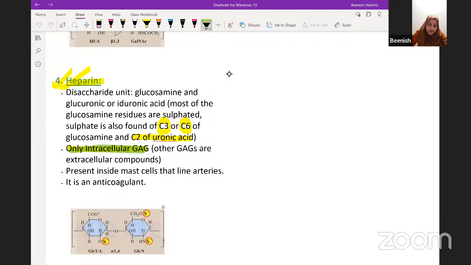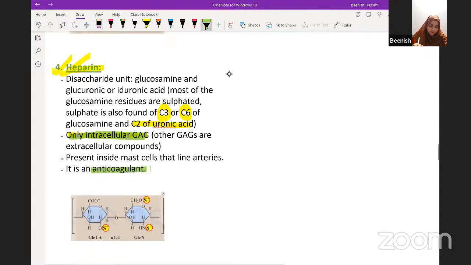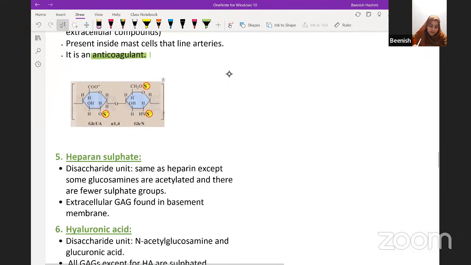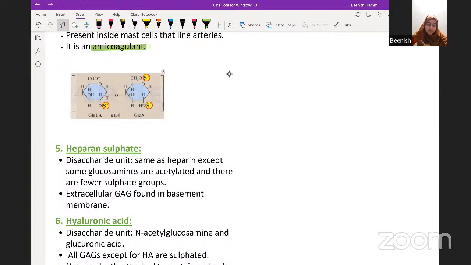Now it is present inside mast cells that line arteries. Also, it is an anticoagulant. I'm sure all of you know about this role of heparin, that it is an anticoagulant. Now, heparan sulfate. Is this the same as heparin except some glucosamines are acetylated and there are fewer sulfate groups. So that is the only difference between heparin and heparan sulfate. Now, this is an extracellular GAG found in basement membrane. And when we'll be studying lipoproteins, we'll come across heparan sulfate once again in anchorage. Okay, so remember this.